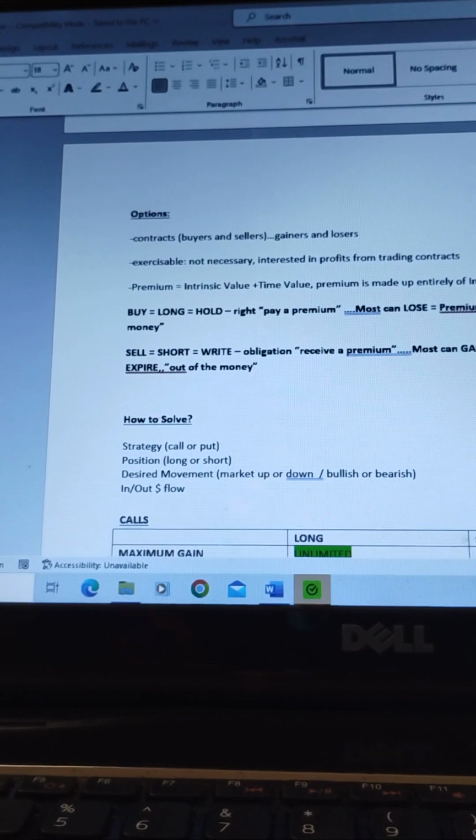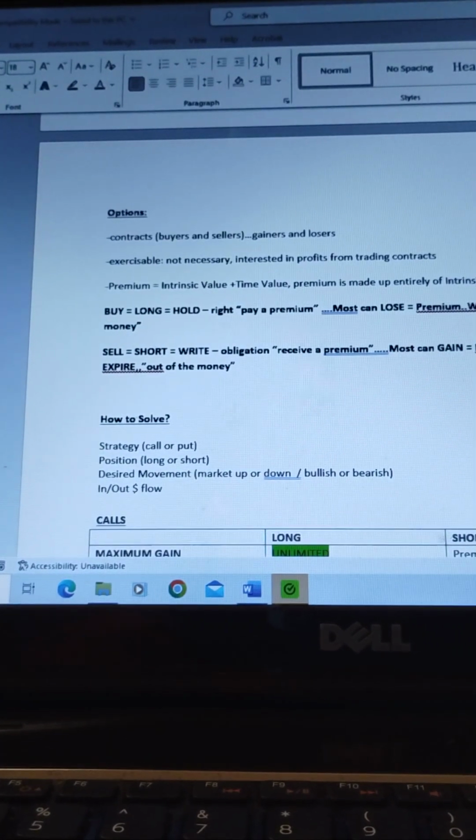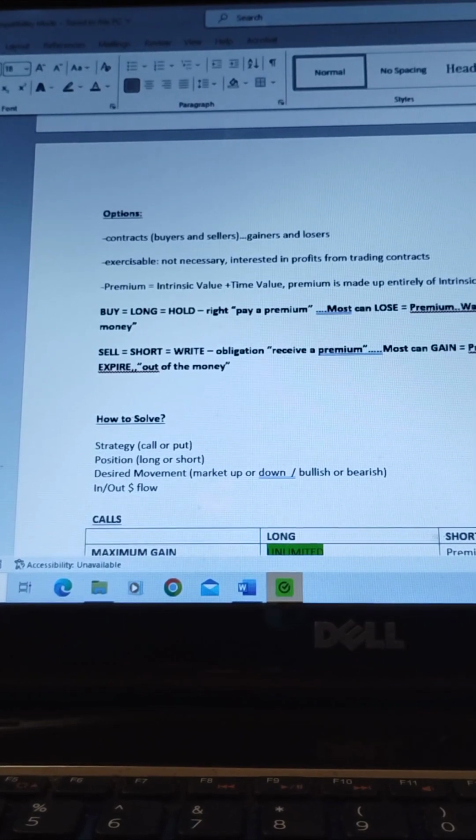I hope this quick introduction was very helpful in understanding what options are all about.